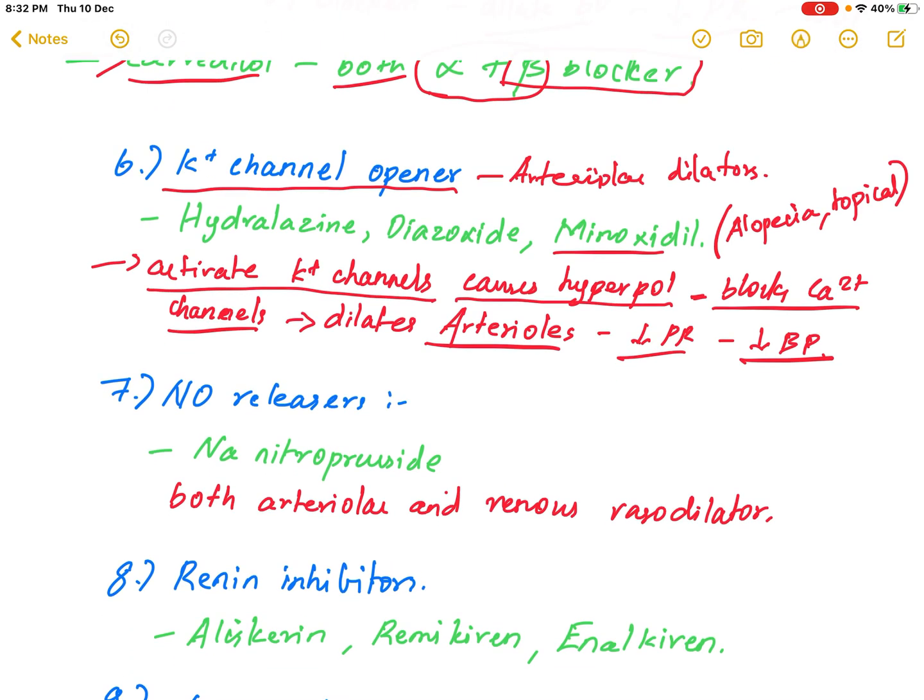And now the seventh drug we have are nitric oxide releasers. The main player here is sodium nitroprusside. It increases the nitric oxide, and as we all know, nitric oxide is a potent vasodilator. They dilate both arterioles and veins.